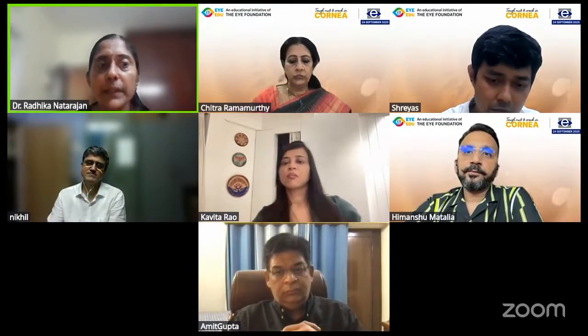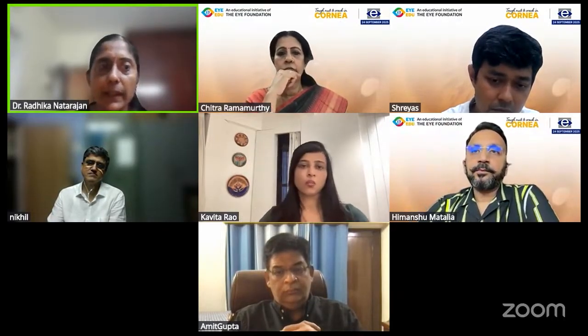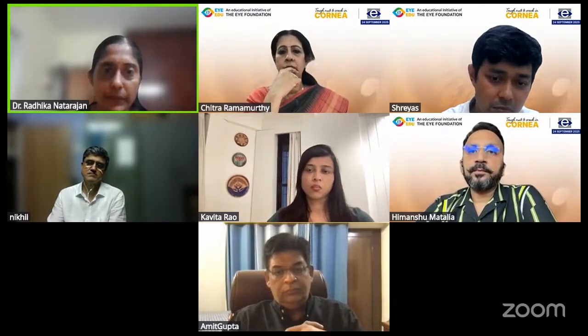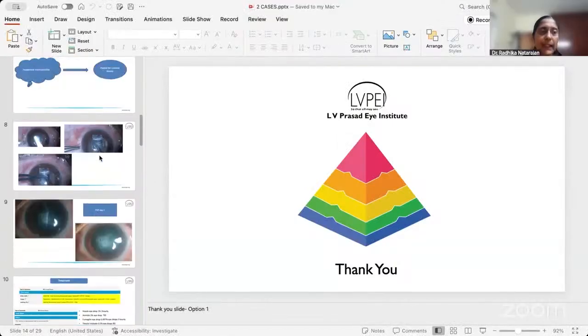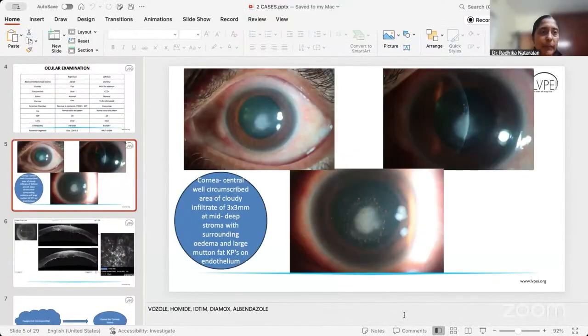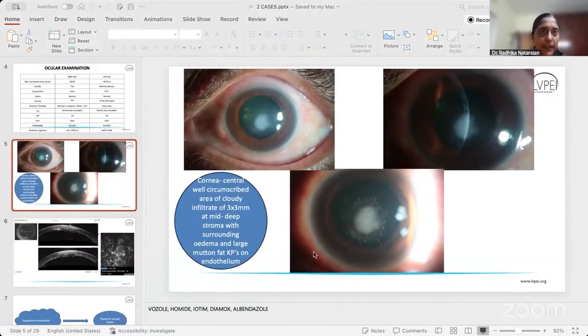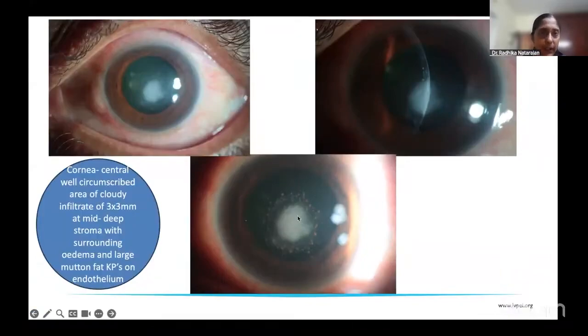So the pointers here would be, Divya, if you could go back to the clinical picture: the fluffy nature of the infiltrate, the white appearance, the lack of epithelial defect in spite of having a significant infiltrate. These are the pointers which make us suspect this particular entity, along with the history of prolonged duration. So to put things in perspective, the suspicion of stromal microsporidiosis becomes high, given the clinical appearance and the history.